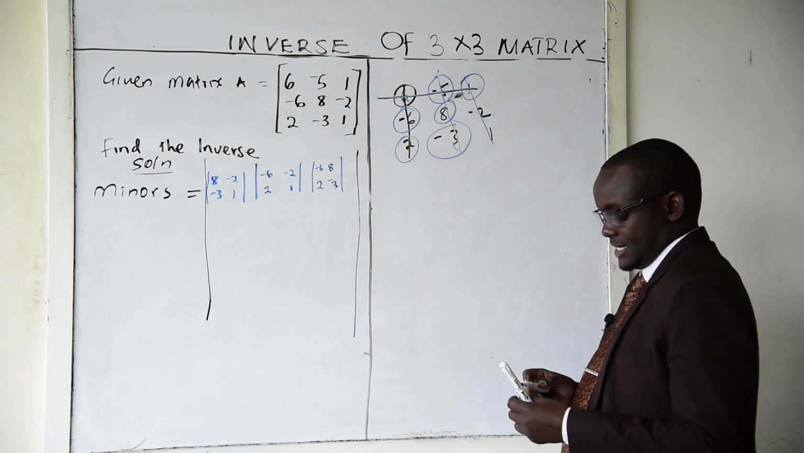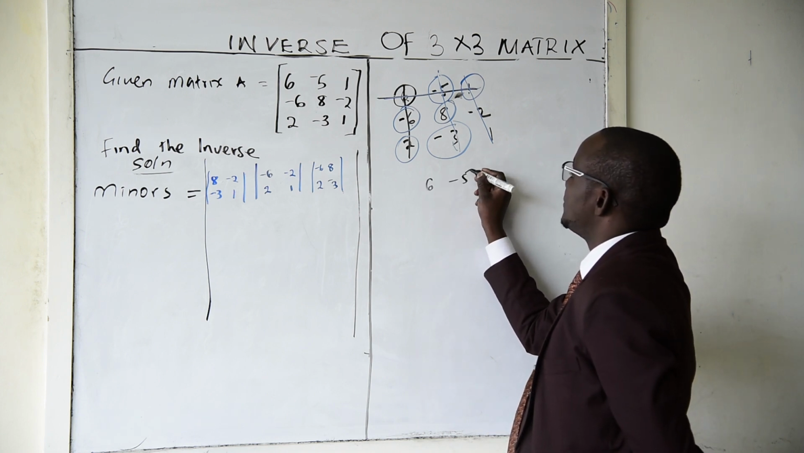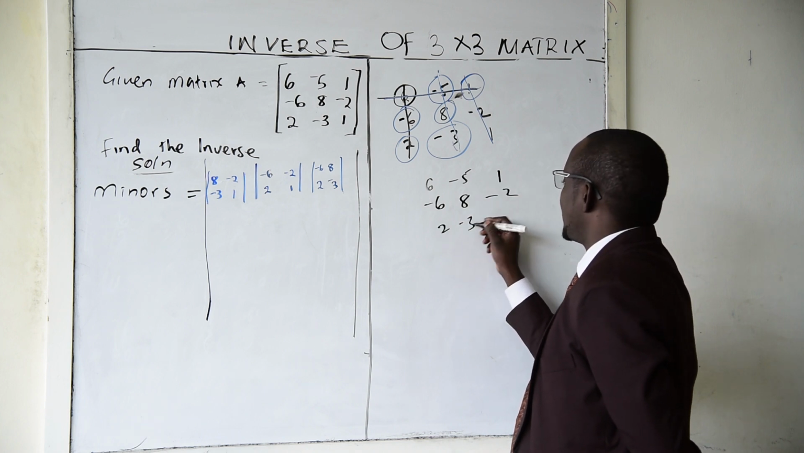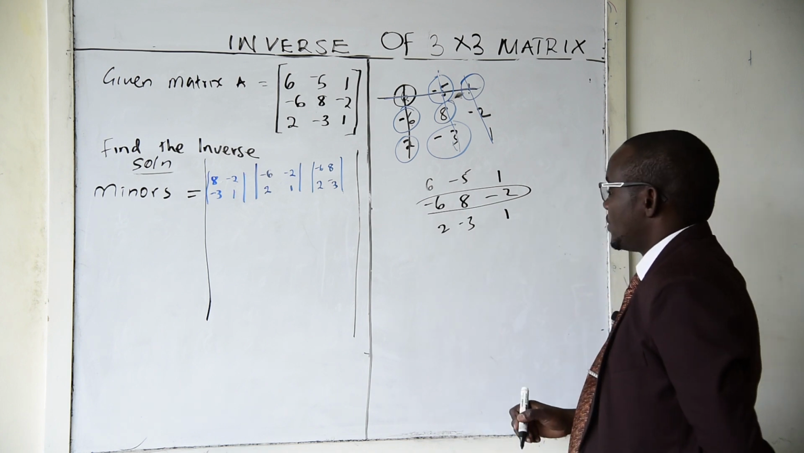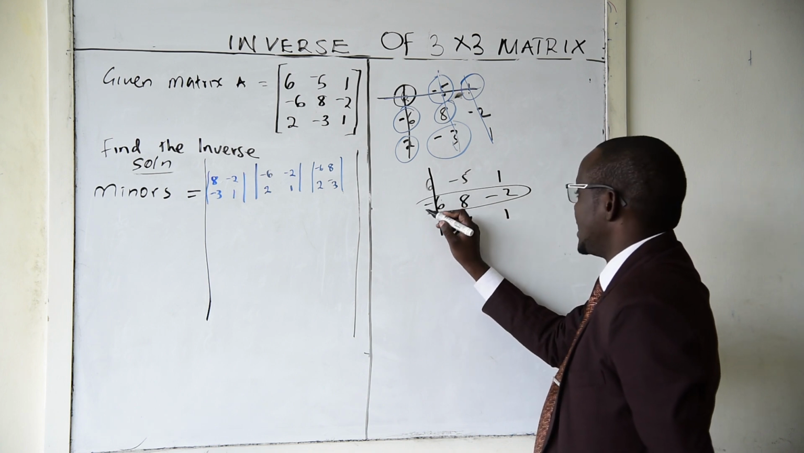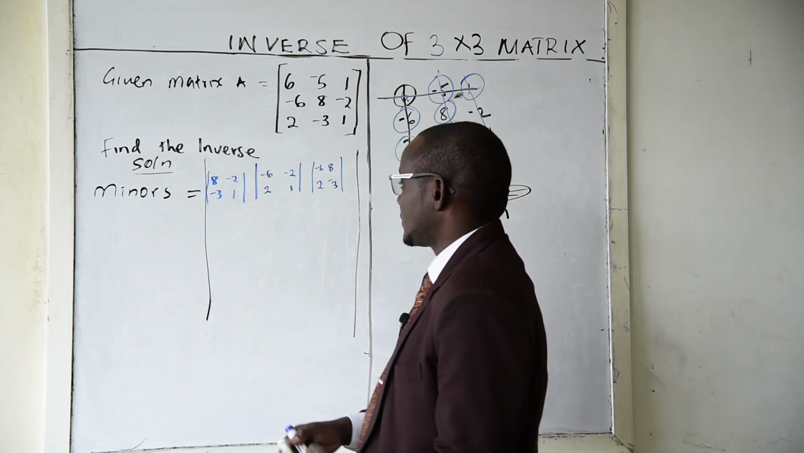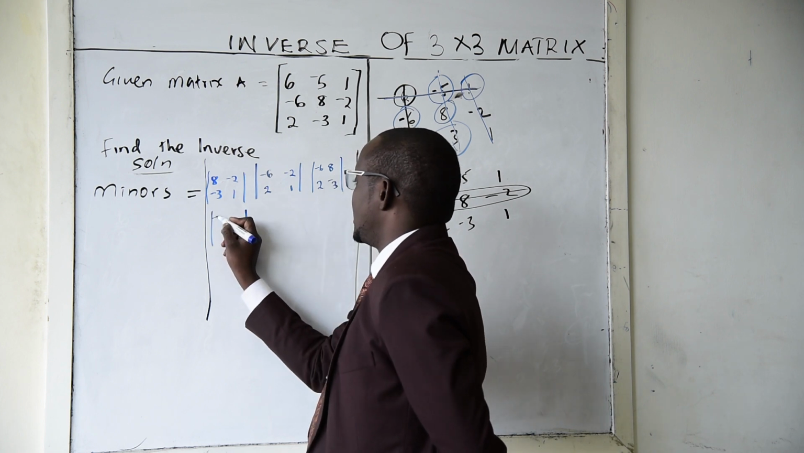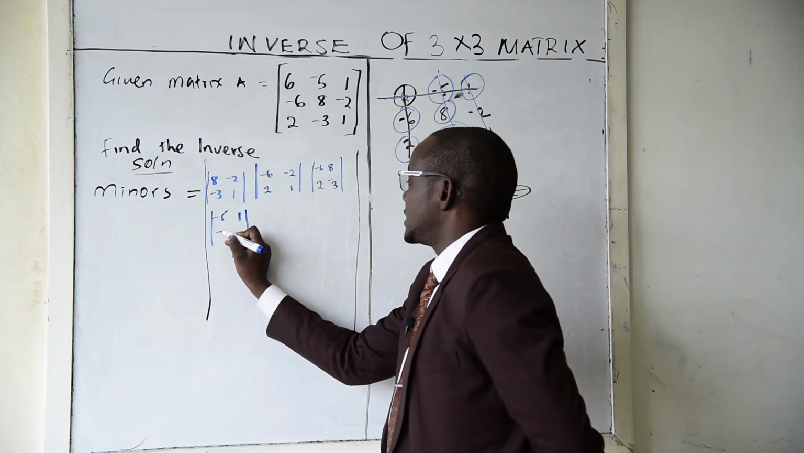Now I need to get the second row of this matrix of minors. So we have 6, negative 5, 1, negative 6, 8, negative 2, 2, negative 3, and 1. Now I'm getting the elements in the second row. I cancel this column because I want the first element, and cancel this row. So I remain with negative 5, 1, then negative 3 and 1.